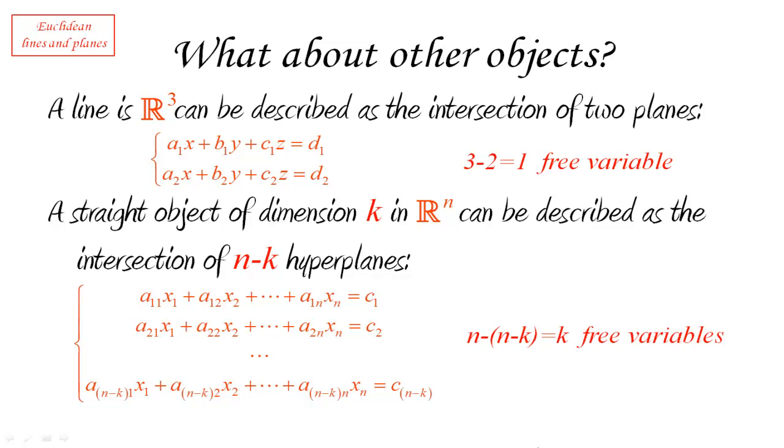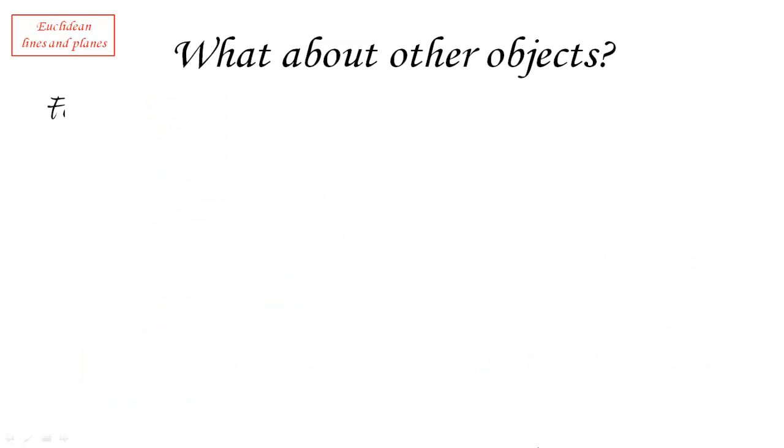Those k free variables are going to identify the k directions in which this k-dimensional object will go, and therefore that's one way to identify these k-dimensional objects. So either with the vector equation that we saw earlier, or with the parametric equation, or as the intersection of hyperplanes as it is done in this approach. For instance, let's have a look at what we're seeing here.